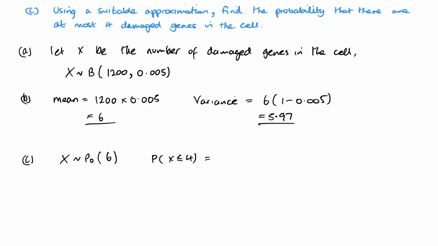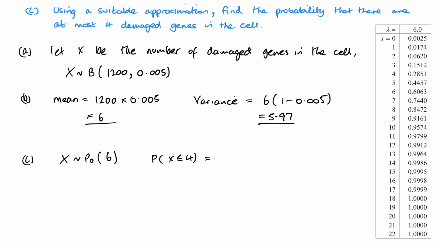And then of course it's just a matter of looking up in my tables. And luckily we've already used lambda equals 6. That makes this so much easier. So there we have it, 0.2851 to the 4 decimal places from my tables.